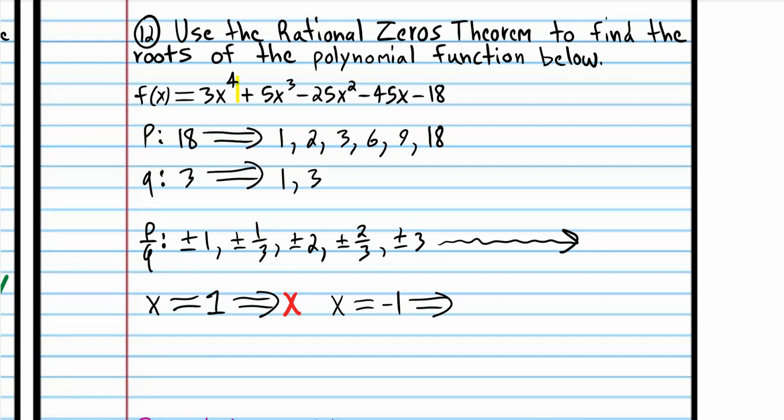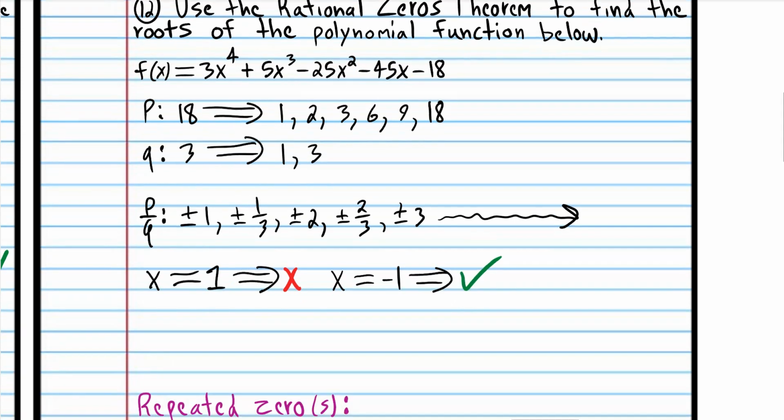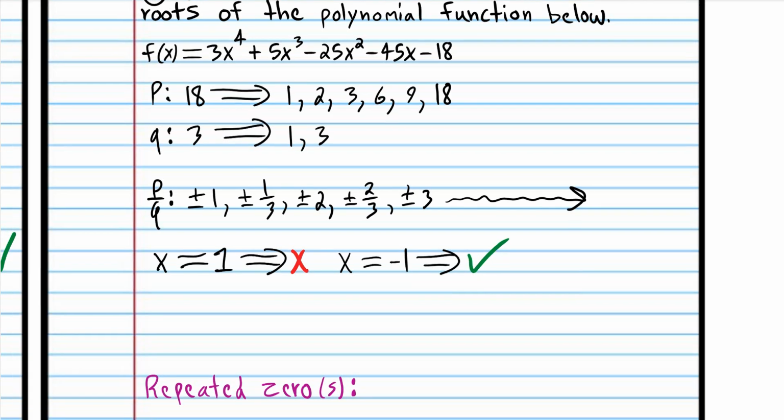Okay, we're back. So plugging in negative 1, you get 3 minus 5 is negative 2. And negative 2 minus 25 is negative 27. And negative 27 plus 45 is 18, and 18 minus 18 is 0. So that actually works. So negative 1 is a 0.